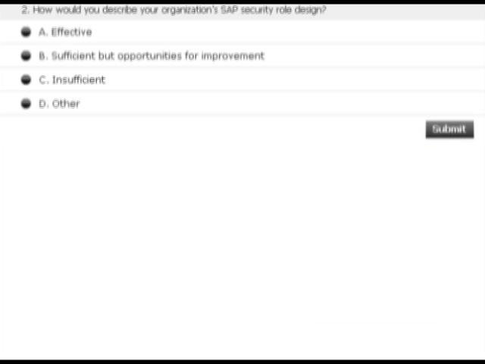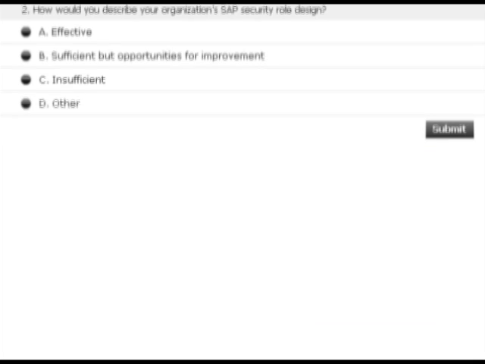Very clearly, an outstanding winner in this poll question is that people believe that their role design is sufficient, but that there are opportunities for improvement. I think that's probably consistent with what I'm seeing, but Scott, if you want to add a few comments to that, that'd be great. Yeah, I would say that's what I would expect.